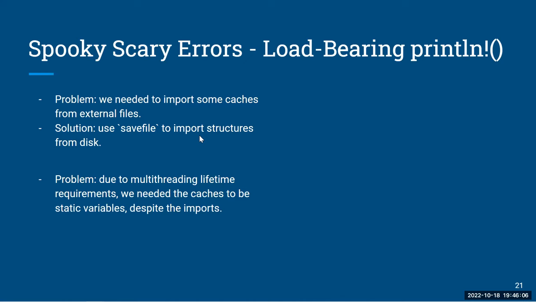Multithreading has requirements on the lifetime of your data. And if you import it, that means it was not always there. If you want to pass data to more than one thread, you need a static lifetime. But if you import it, it can't be a static lifetime because it was not known during compile time. So our solution to that was to use lazy static when importing. Now, lazy static is another crate that Rust has. And again, this is specifically what it's designed to do. And for a single thread, it worked fine.